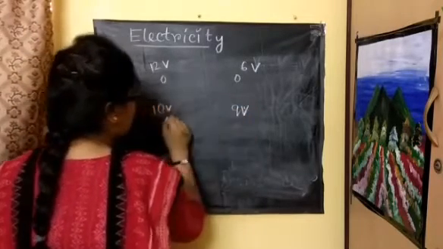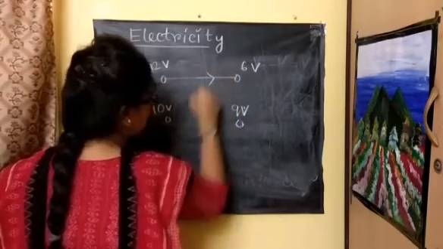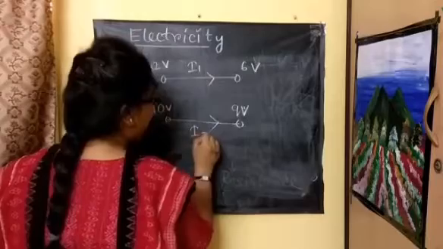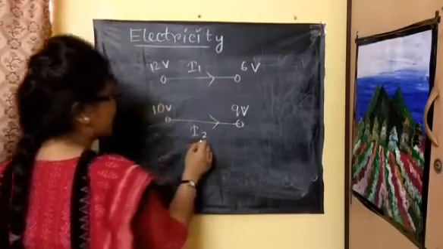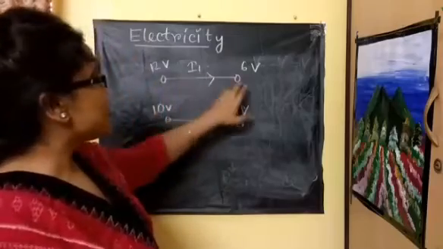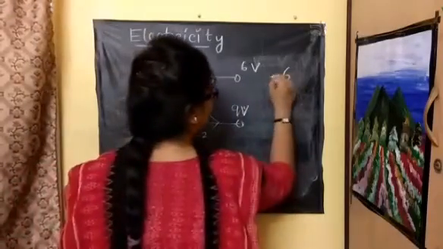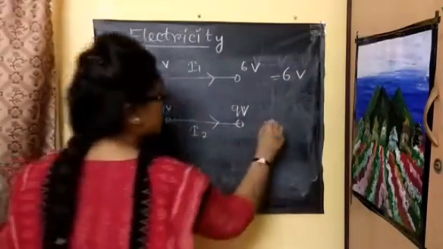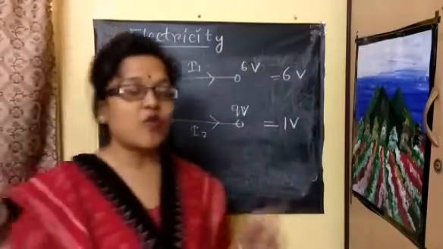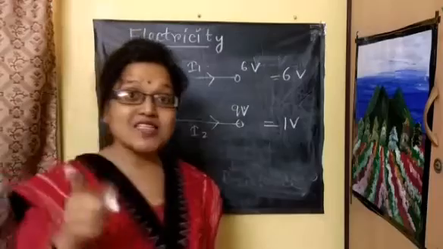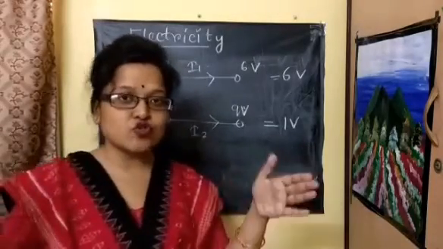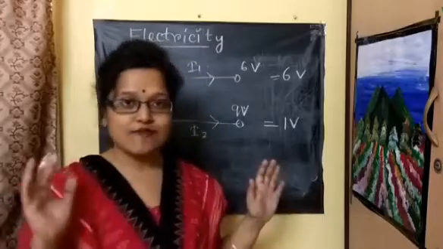Clear? So the amount of current flowing here and the amount of current flowing here, suppose this is I1 and this is I2, both will not be the same. Why not? Because here the potential difference is about 6 volt and here it is 1 volt, meaning the more the difference in potential, the more the current flow. Just like you can correlate with the temperature concept, the more the temperature difference between two terminals of a conductor, the more the heat flow. Clear?